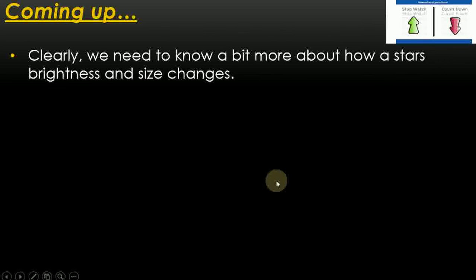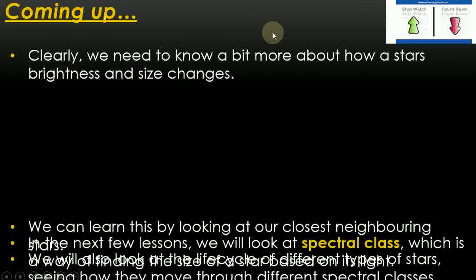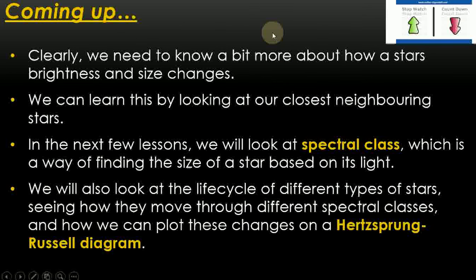So in the next lecture, we're going to talk about what we need to know about how a star's brightness and size changes. So we're going to look at our closest neighbouring stars, and we came up with something called spectral class. That's a way of finding out how big a star is based on its light. And then we're also going to look at other types of stars and seeing how they move through their spectral classes and how we plot these on a Hertzsprung-Russell diagram, which we'll all cover in the next video.